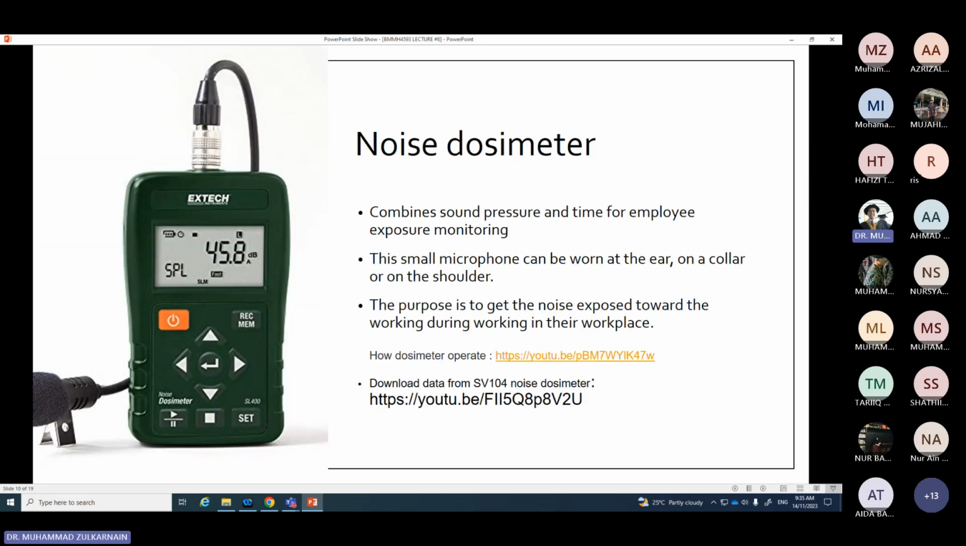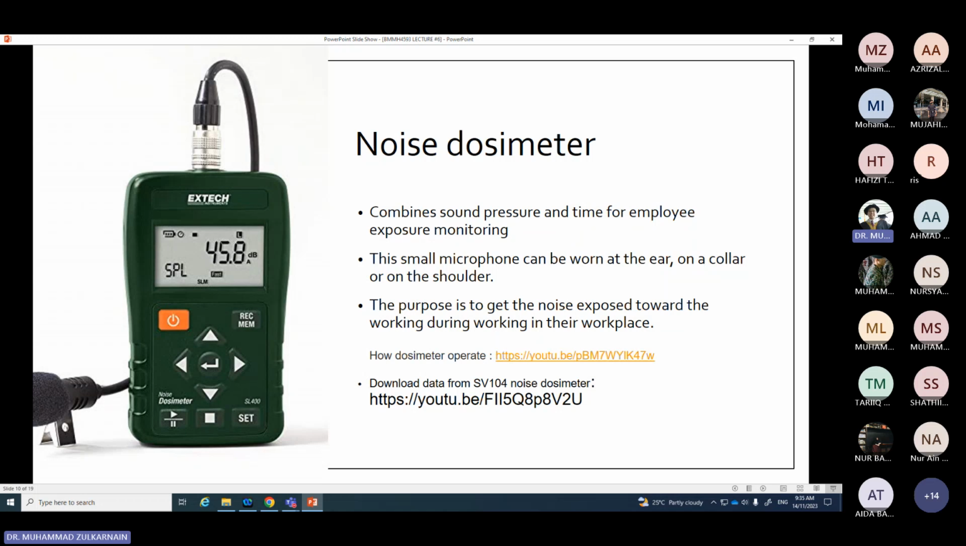Okay, another one. This one is another parameter to measure. We call it a noise dosimeter. It combines sound pressure and time for employee exposure monitoring. This small microphone can be worn at the ear, on the collar, or on the shoulder. The purpose is to get the noise exposure of the worker while working in their workplace.